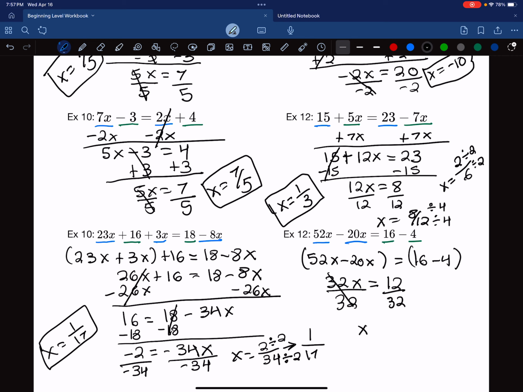So we get x equals 12 over 32. And then we're going to simplify. If we simplify, we can divide by 4 both the numerator and the denominator. And we will get 3 over 8, or 3/8, as our final answer.